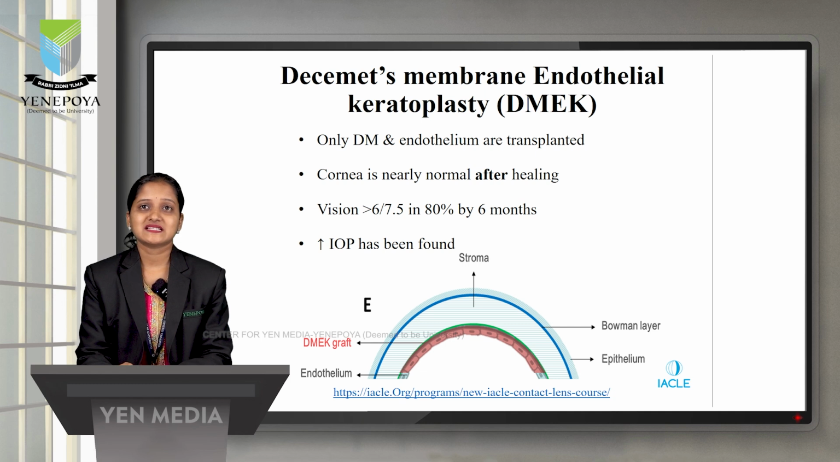The next procedure is Descemet membrane endothelial keratoplasty. Here only Descemet's membrane and endothelium are transplanted. Cornea is nearly normal after healing and the visual acuity has improved up to 6/7.5 in 80% of the population by 6 months. But there is one drawback: many cases have been found where there was an increase in intraocular pressure.